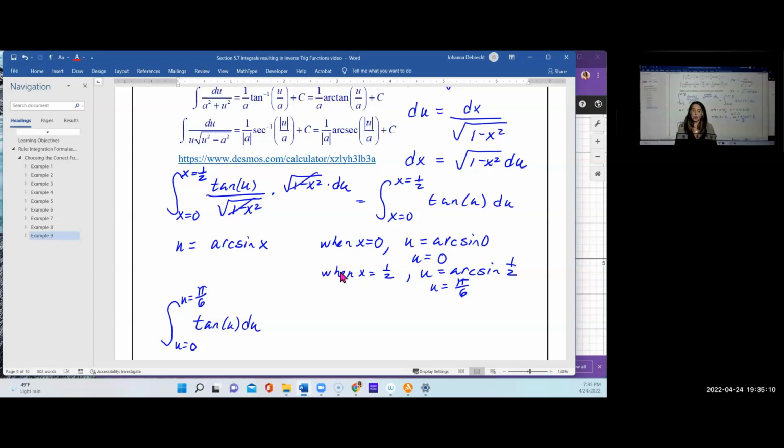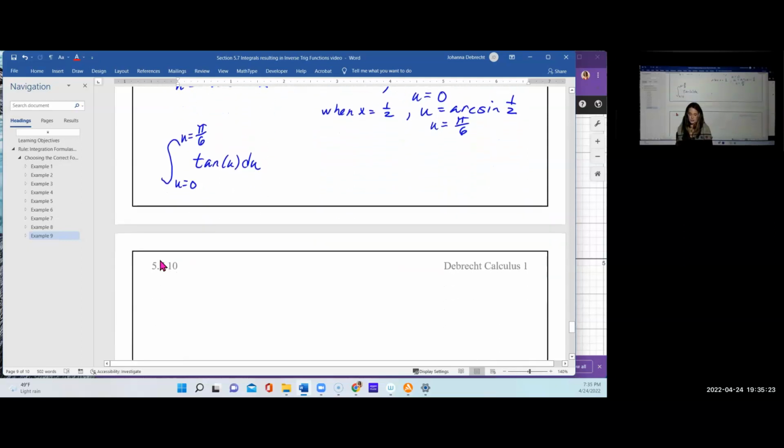Now, how do we integrate when we're looking at tangent of u? When we're looking at tangent of u, remember that we need to take tangent and rewrite it in terms of sine and cosine. This gives me the integral from u equals 0 to u equals pi over 6 of the sine of u divided by the cosine of u with the differential of du.